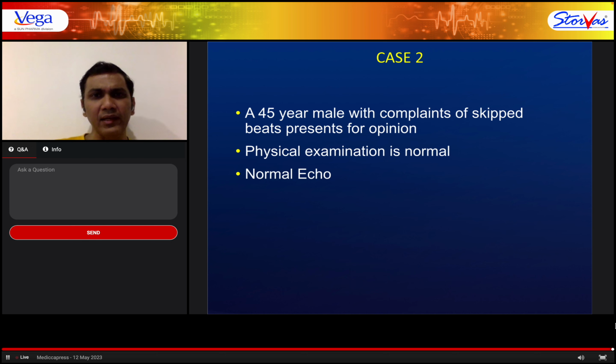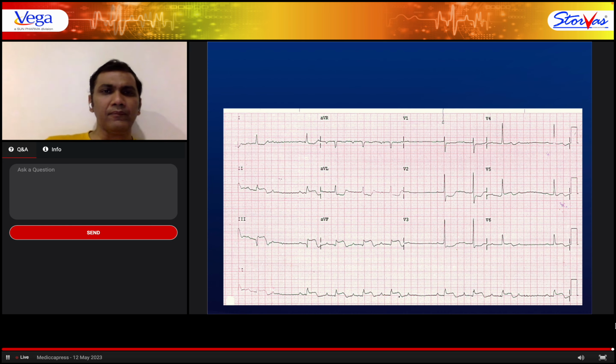So going on from there, let's go to case number 2, where we talk about a 45-year-old who complains of skipped beats, presenting for opinion. As expected, the physical examination is normal, the echo remains normal. This is the ECG. Look at the ECG just like in the previous case. You can see the sinus P wave, you can see a QRS. What is striking about this ECG at first glance is that there is grouped beating.